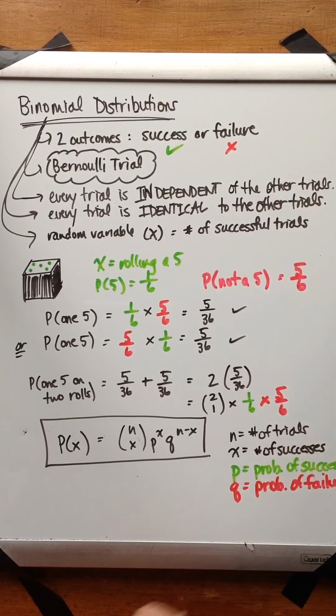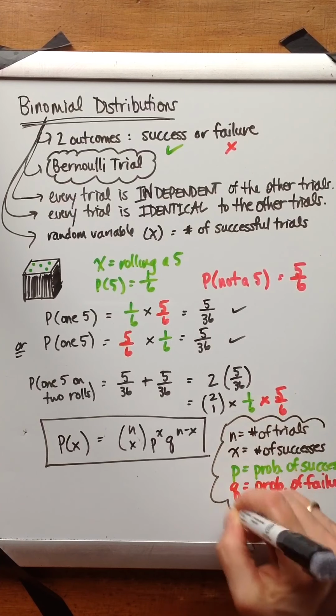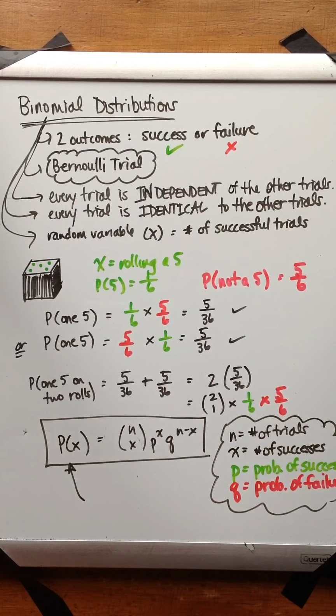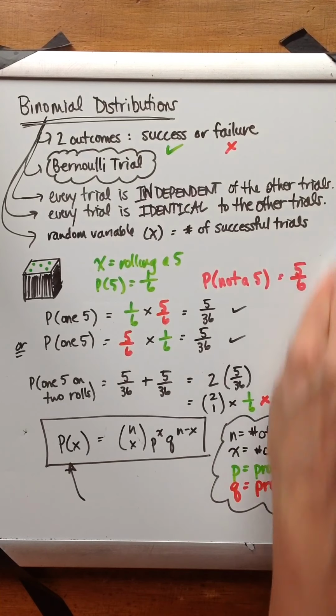So as long as we know all 4 of these variables for a given experiment or a group of trials, we can calculate the probability of getting a particular value of x, or a particular number of successes. Let's look at some other examples.